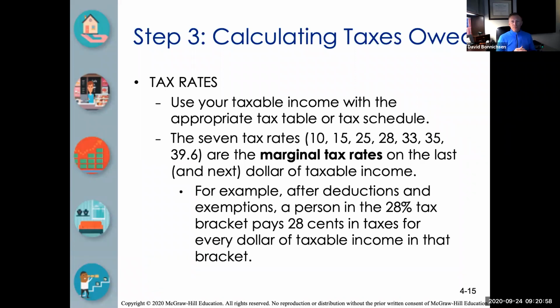So for example, if after all of your deductions you find yourself in the 28% tax bracket, that means you're going to pay 28 cents in taxes for every dollar of taxable income in that bracket. Not 28 cents in taxes for every dollar that you've earned, but 28 cents on every dollar that you've earned in that tax bracket, in addition to all of the former layers of taxes getting you up to that point. So let's take a quick look at an example here.